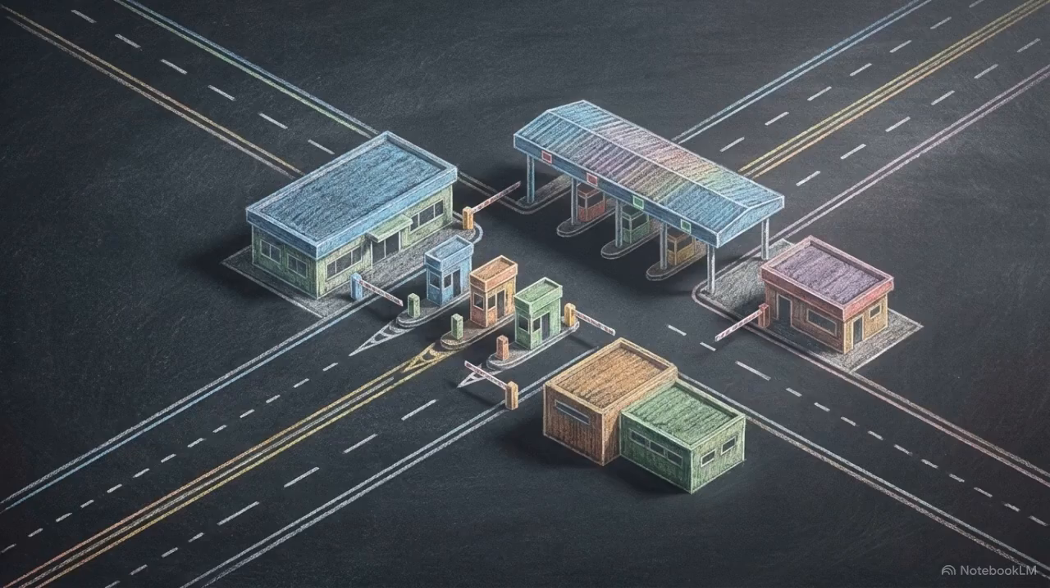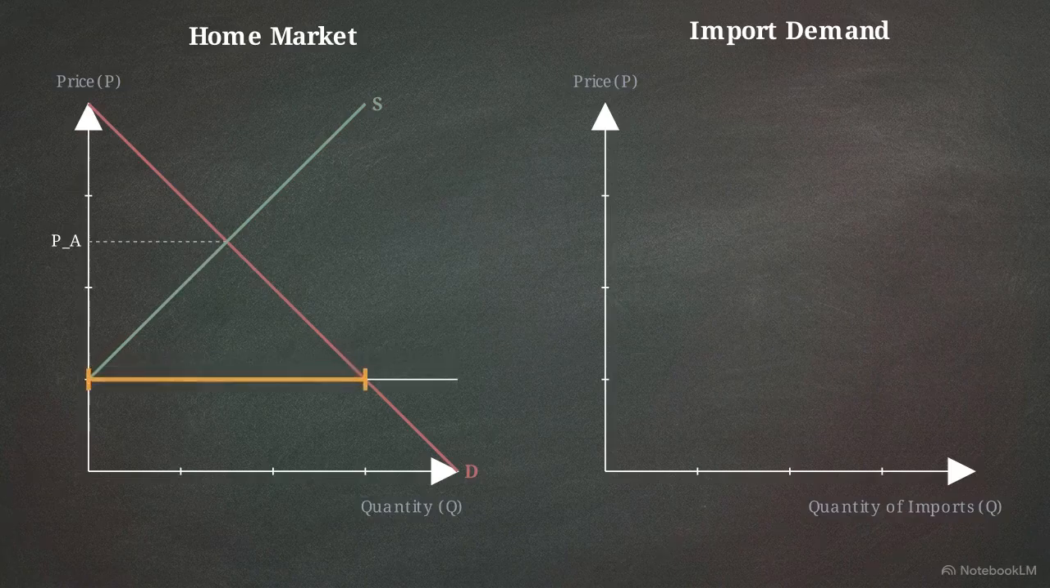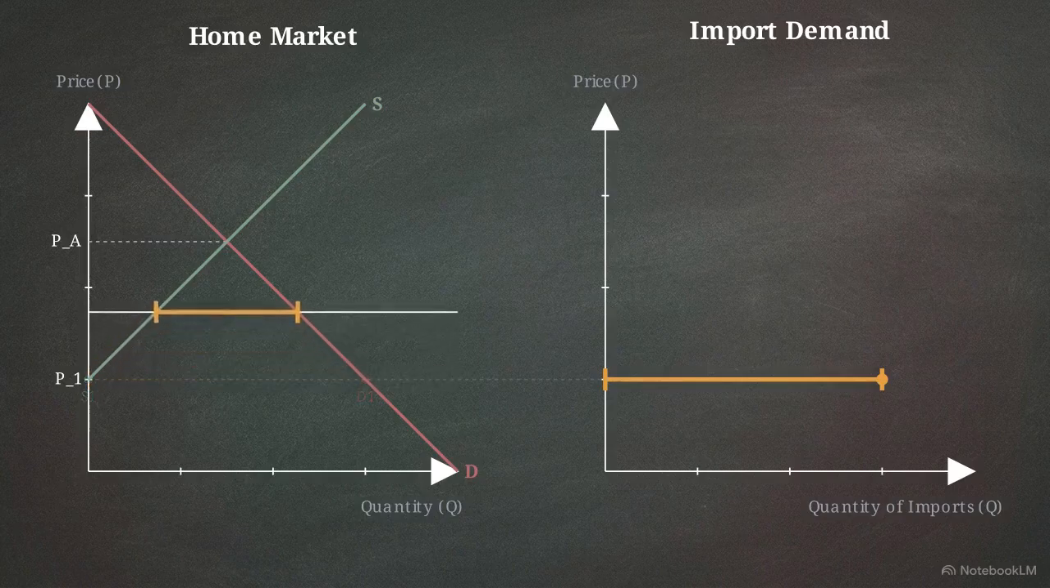But before measuring the damage of a tariff or quota, we must establish the exact mathematical state of what happens when borders open. In the home market, dropping prices widen the gap between consumer demand and producer supply. Sliding this exact horizontal distance to a right-side panel plots the first import demand point. As prices rise, this gap shrinks, providing the second point, proving the curve slopes downward.